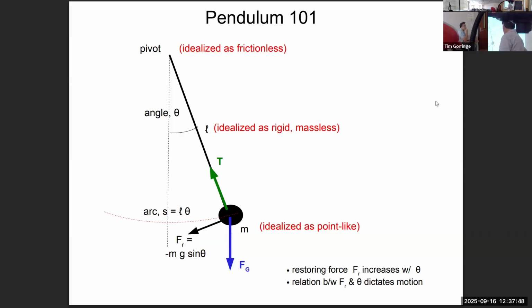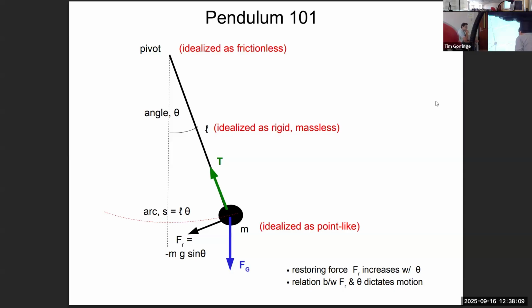The string is rigid and it is massless. We can remove that approximation numerically, straightforwardly. The mass is idealized as a point mass. We can always eliminate that straightforwardly, numerically.